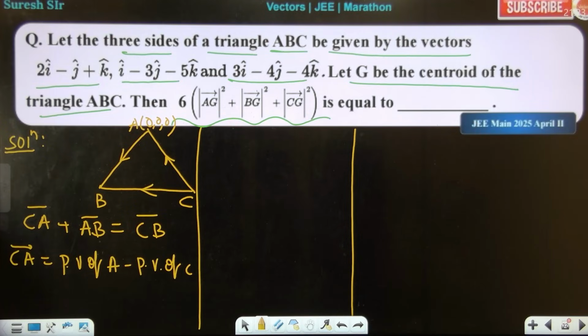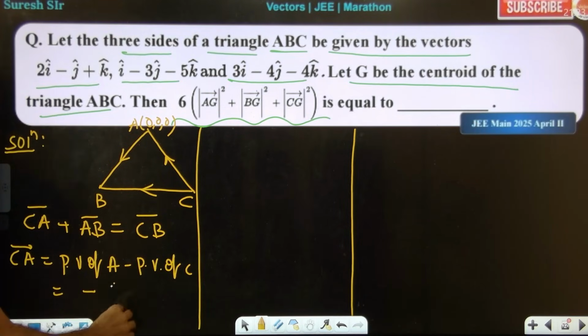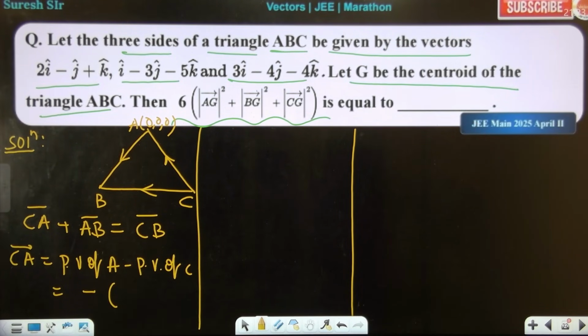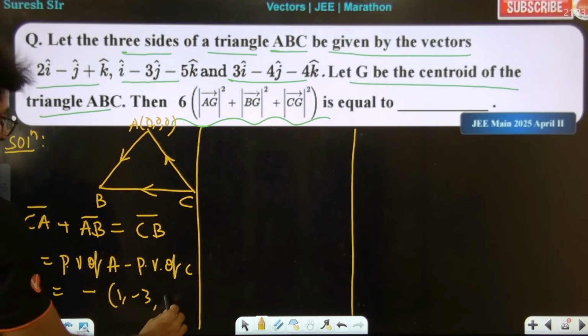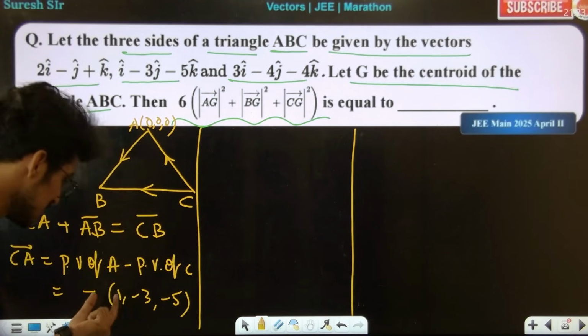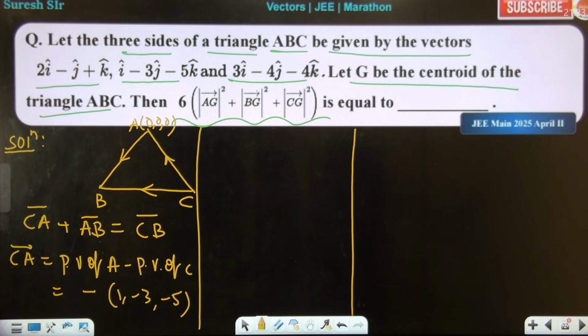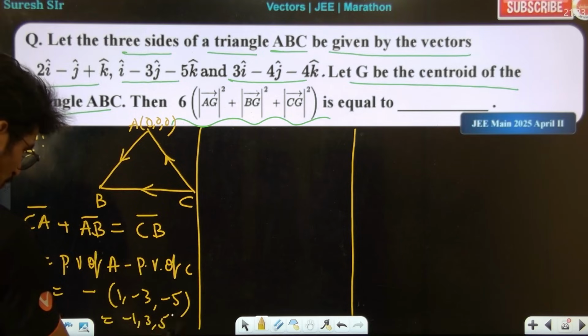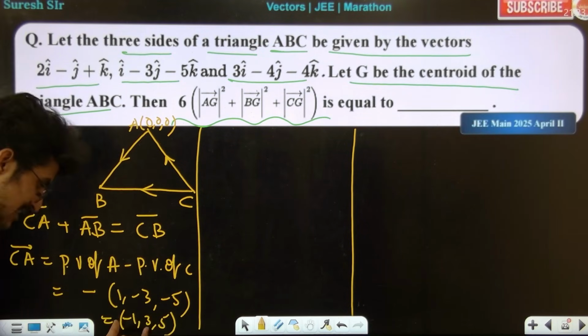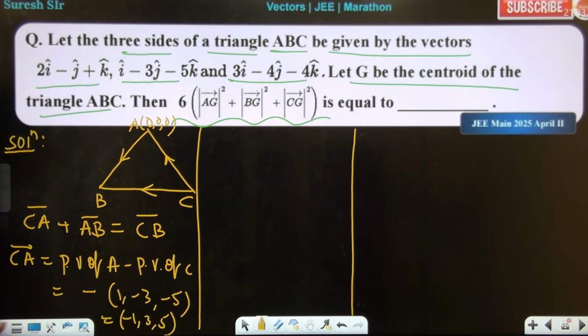Now tell me, the position vector of A is origin sir. So minus the position vector of C. What is C sir? Let me write 1 minus 3 minus 5. I am not writing i, j, k, just 1, minus 3, minus 5, to make the calculation easy. The position vector of A is anyway 0. The position vector of C is going to be minus, multiplied, minus 1 comma 3 comma 5. Yes or no? So the position vector of CA is minus 1, 3, 5. Yes sir.